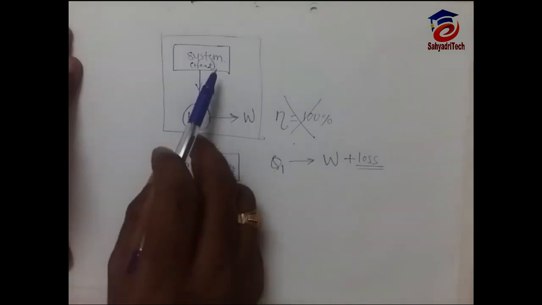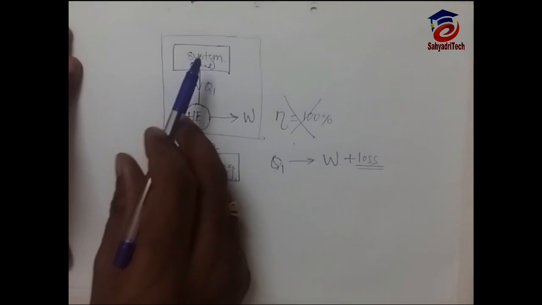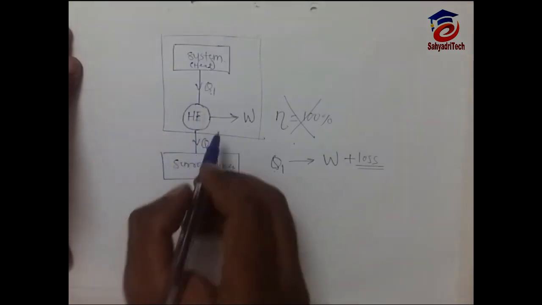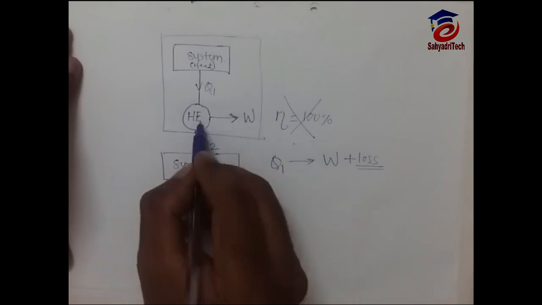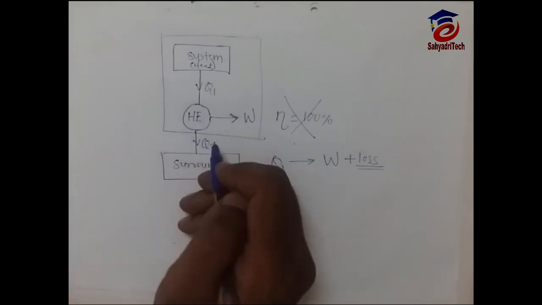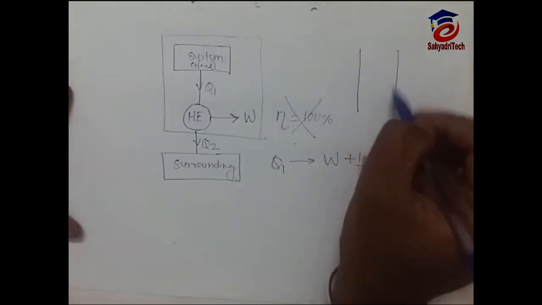The reverse is also possible. We can transfer heat from surrounding to system. For that we have to reverse this arrow. We have to do work on the system. Means we have to move that piston on our own. Suppose this is our piston.